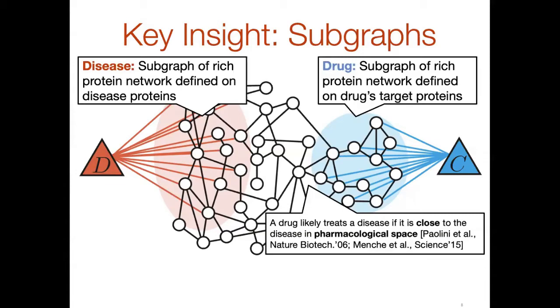So what we do in this is take the human PPI network and we overlay it with a number of drugs and diseases from our universe of drugs and diseases. So here, just one example would be a disease on the left part of the slide, which would be a subgraph, a subnetwork of the entire protein interaction network, defined on a set of proteins that are associated with that disease. And on the other hand, the blue subgraph on the right is just one example of a drug, represented by a rich protein subnetwork defined on proteins that are targeted by that drug.